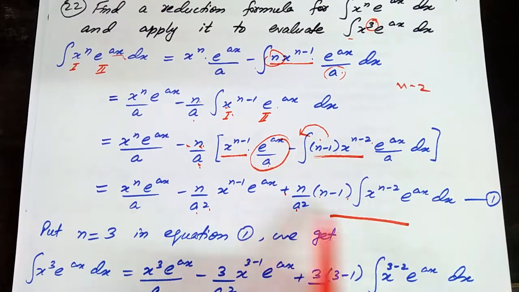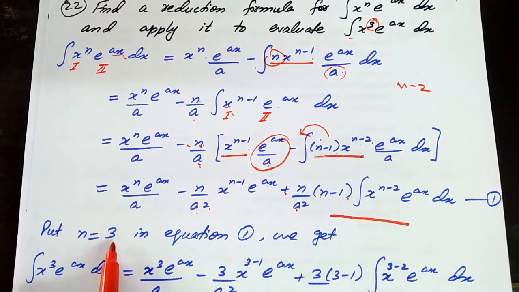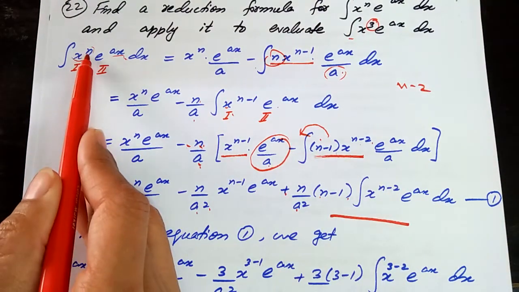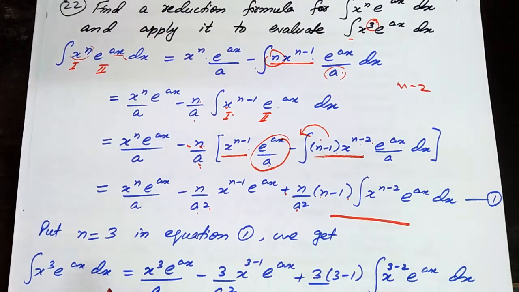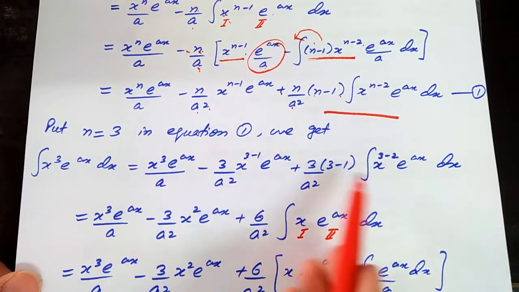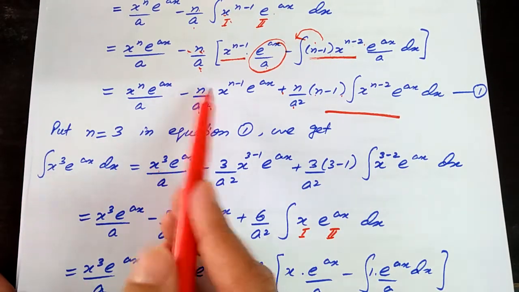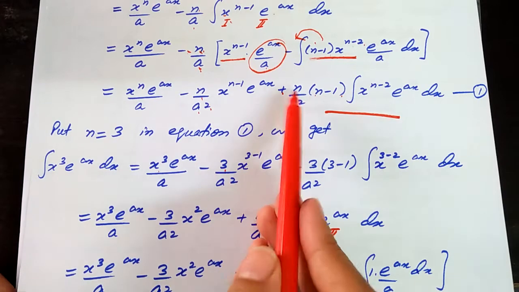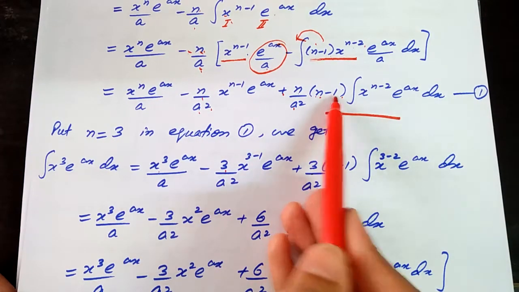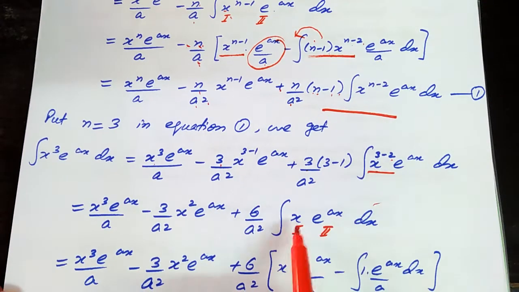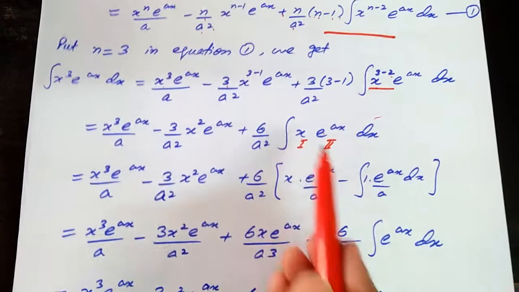Now put n equals 3 in this whole reduction formula because we need x cube. So to make it x cube, put n equals 3. Just replace n with 3 wherever n is. x cube over a e raised to power ax. Then here n is 3, 3 minus 1, then 3 minus 2 in this term. Now this is x e raised to power ax dx.